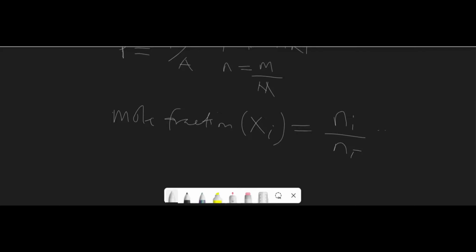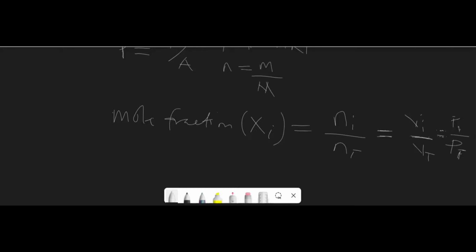It can also be the volume of i divided by the total volume, so it can be Vi over V total. When you say Vi, it means the volume of i divided by the total volume. At the same time, it can be Pi over P total. When you say Pi, it means the partial pressure of i, or the pressure of i divided by the total pressure. So it can be in the form of this.